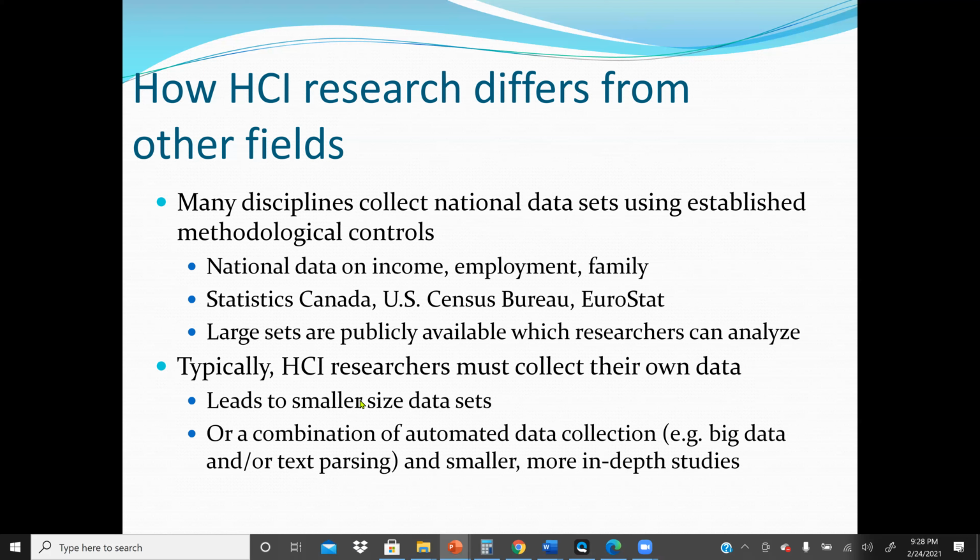Typically, HCI researchers must collect their own data instead of using existing data. This will lead to a smaller data set or a combination of automated data collection, for example big data and or text patterns, and smaller, more detailed studies.